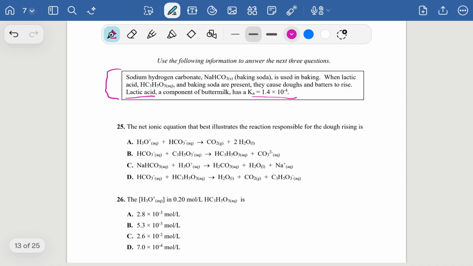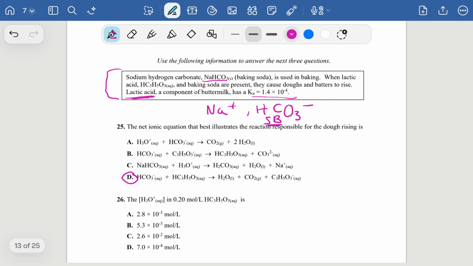with our strongest base. So here this would dissociate into Na+ and HCO3-, and it will be our strongest base, where our lactic acid will be our strongest acid. So the reaction that shows our strongest base with our strongest acid, I believe, is D, and it does go a little bit more into detail.